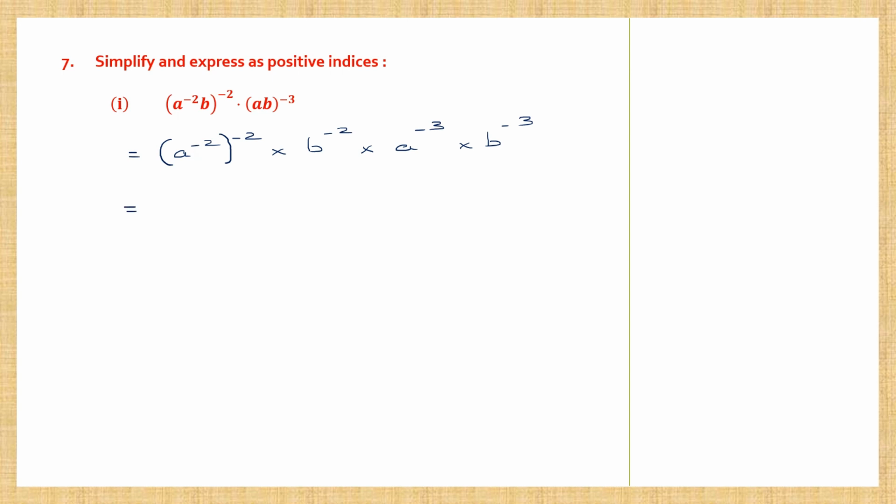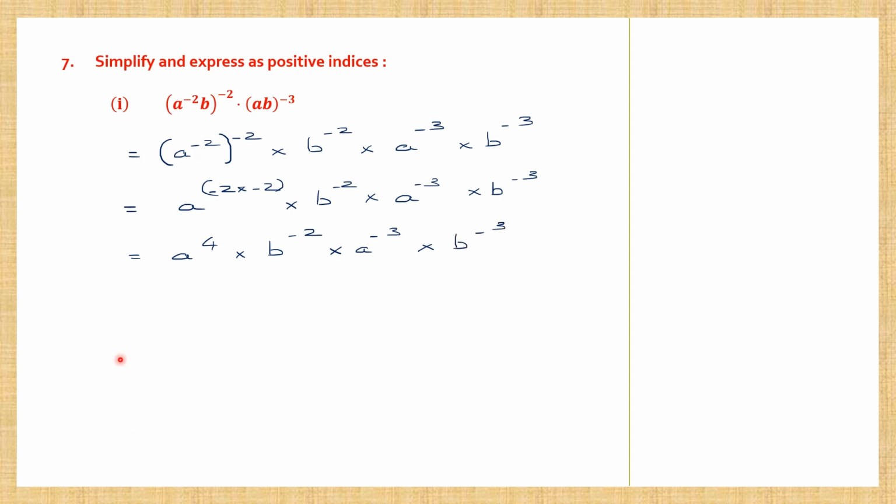So here for this one, we're going to use the power law, which says a to the power of minus 2 into minus 2. Then the rest remain as it is. So b to the power of minus 2 into a to the power of minus 3 into b to the power of minus 3. So this is going to be a to the power of minus 2 into minus 2. Minus into minus is plus. 2 into 2 is 4. So this is a to the power of 4 into b to the power of minus 2 into a to the power of minus 3 into b to the power of minus 3.